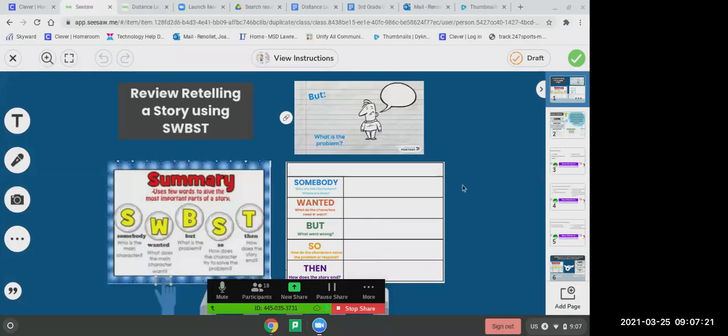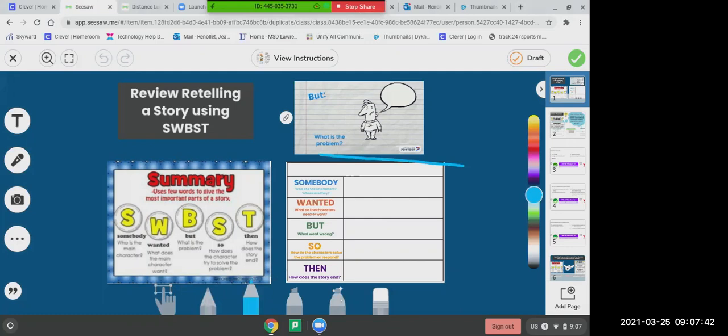This week we have been learning about how to retell the plot of a story. Yesterday we talked about this topic. It's called Somebody Wanted, But So Then. You might remember that yesterday we did this exact graphic organizer as we studied a few fables. Remember that each of these letters, S, W, B, S, T, will help us retell the plot. Remember, we are focusing on retelling the plot of a story and then identifying the theme. Let's look at slide number 2 together.